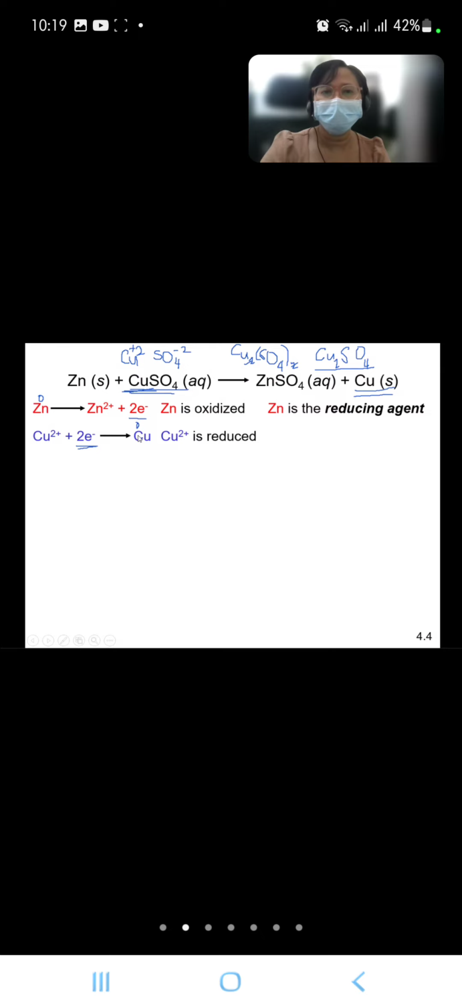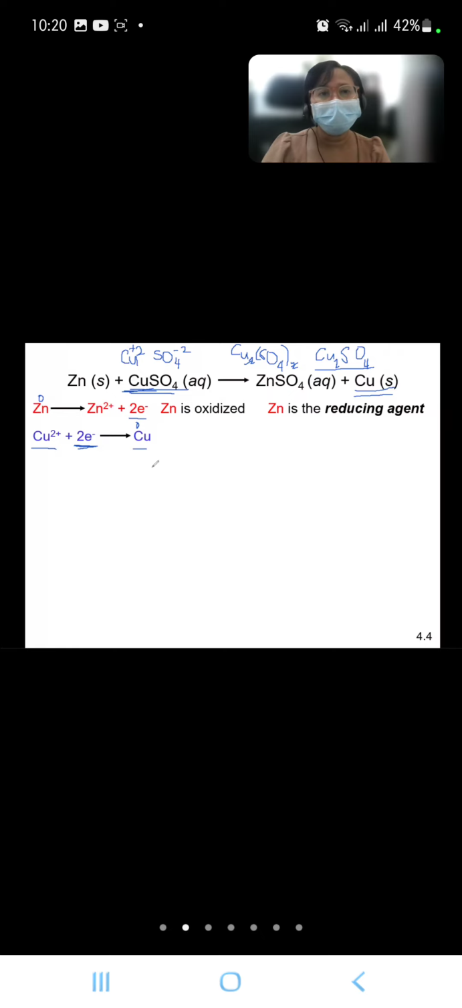So what does it mean if it became 0? On the reactant side, it is positive 2. When it reaches the product side, it becomes a free element in which the charge is 0. So it only means that copper here is gaining electrons. How many electrons did it gain? Two. So after gaining electrons, its charge goes from +2 to 0, balanced by two electrons because it gained them.